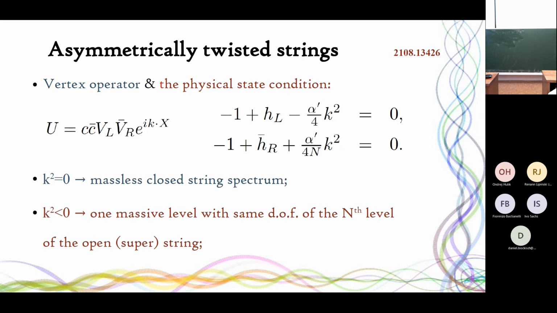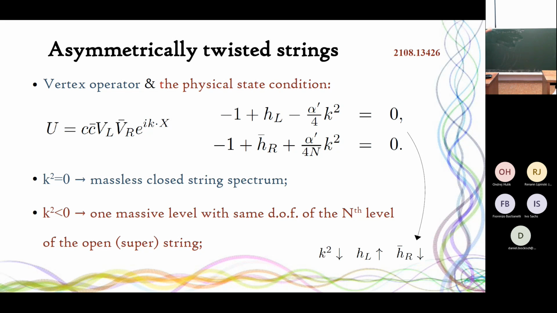So let's say there is such a solution in the system. So what I'll get at the end is this. Let's say I'm going up with k squared. Let's say I want a massive state, so I want k squared negative. If I start going with k squared negative, in order for these two conditions to be satisfied, H L has to be increased.